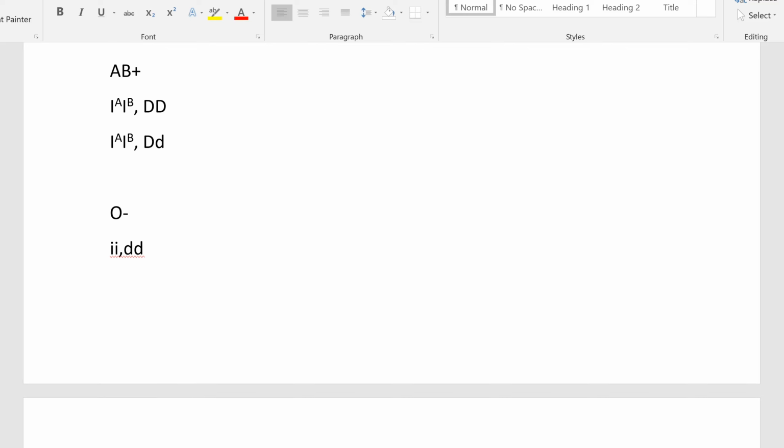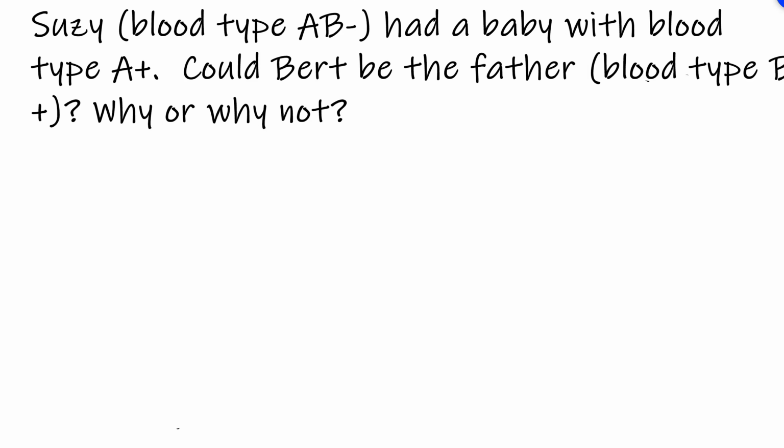Okay. So let's take a look at that first problem. Looking at this first problem here, Susie, blood type AB negative, had a baby with blood type A positive. Could Bert be the father, who's type B positive? Okay, type B positive. Let me see if I can just shift this over a little bit. Anyway, that's good enough.